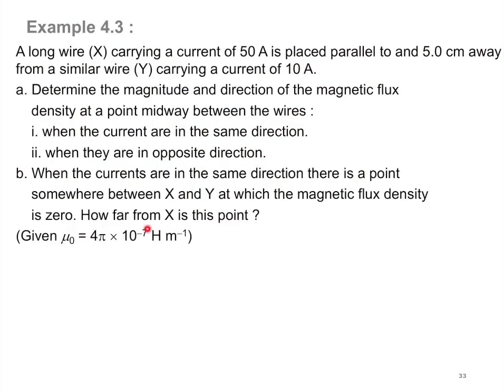For question B, the currents are still in the same direction, but there is a point between wire X and Y in which the magnetic flux density will be 0. So how far from X is this point?